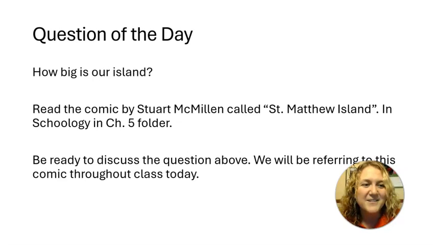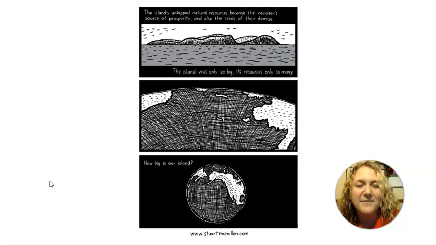And we're back. So let's look at St. Matthew Island a little bit here. I am going to the last page of the comic, and it says here, the island's untapped natural resources became the reindeer's source of prosperity and also the seeds of their demise. The island was only so big, its resources only so many. How big is our island? So, we see the picture of the actual island here. But as you can see, it looks like we're zooming out further and further until we get a view of our whole entire Earth. So the question is, how big is our island?